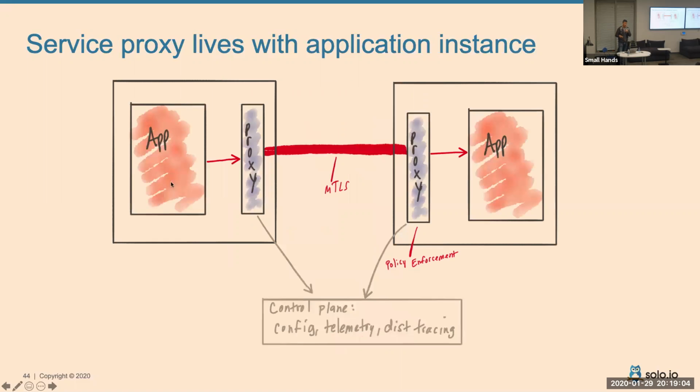Now, as the traffic is flowing through, the proxy can do things like timeouts and retries and circuit breaking on behalf of the client, right? So in this case, the client, when it's making calls, becomes a lot smarter about the environment. It can do service discovery. It can find service B when it's trying to talk to it. It can do load balancing on the client side.